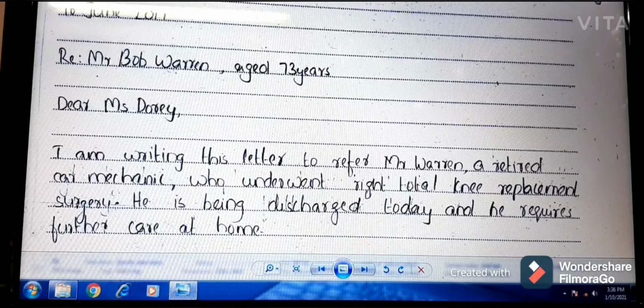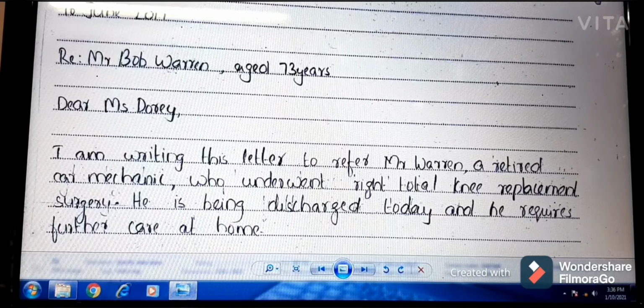Let's see the first paragraph, that is the introductory paragraph. I am writing this letter to refer Mr. Warren, a retired car mechanic who underwent right total knee replacement surgery. He is being discharged today and he requires further care at home.